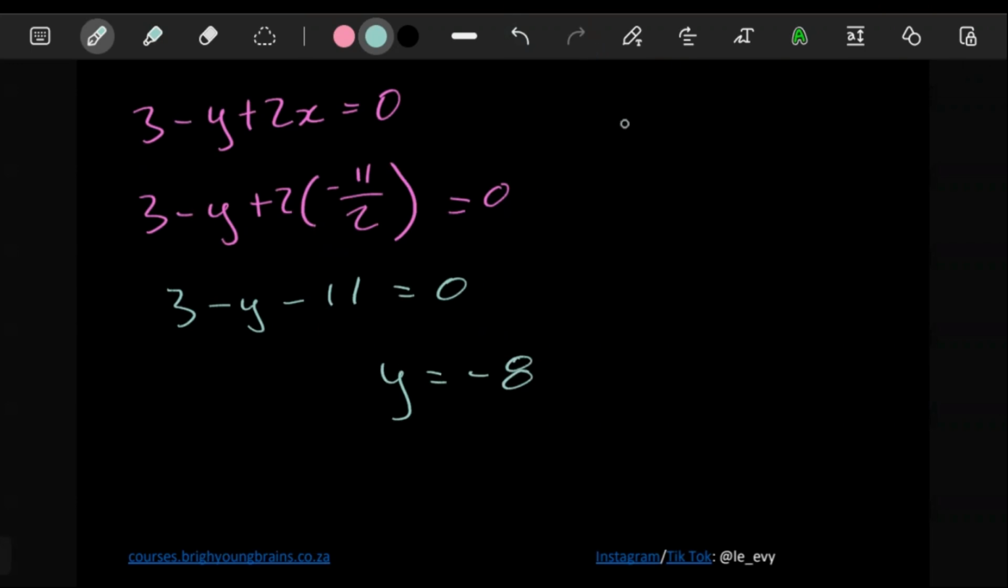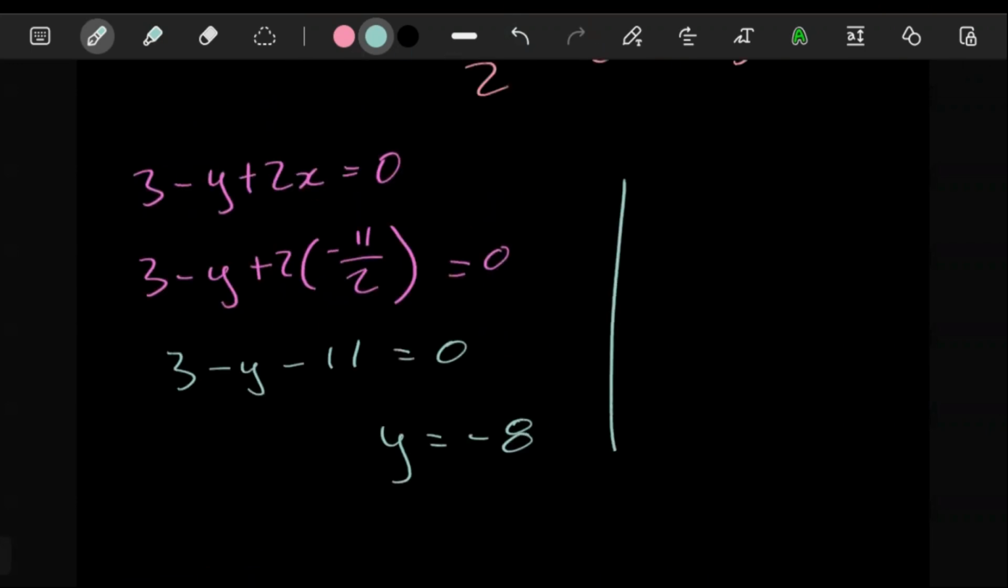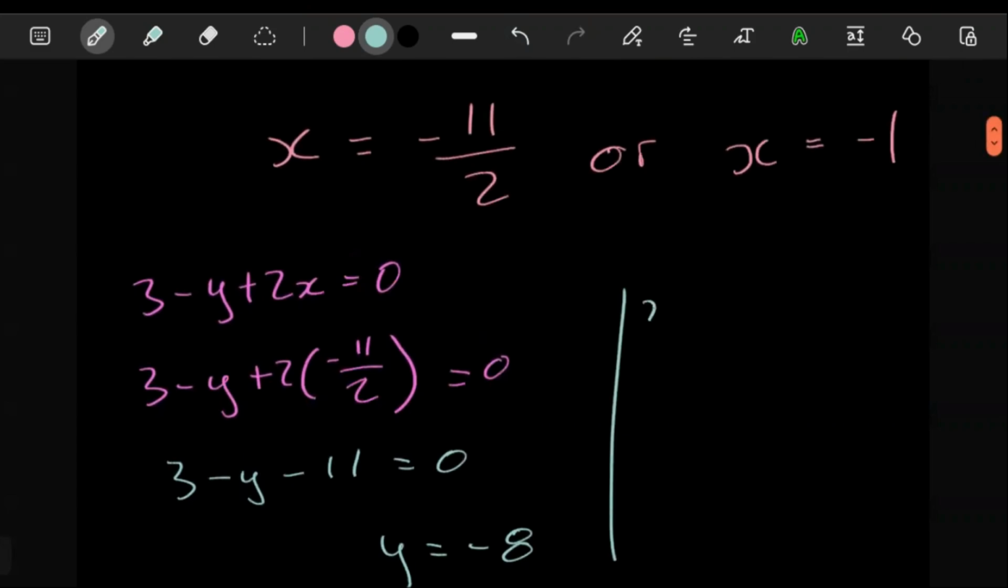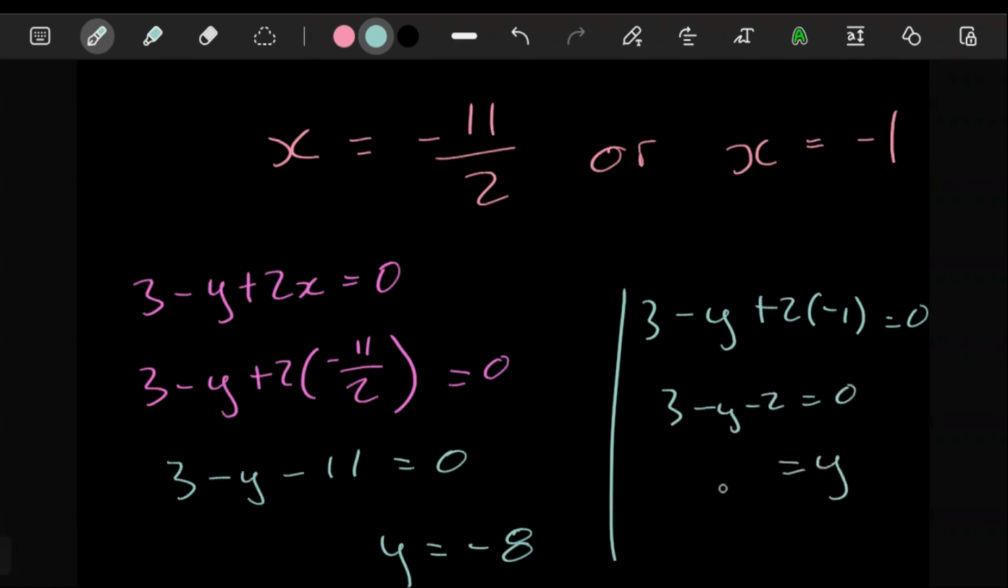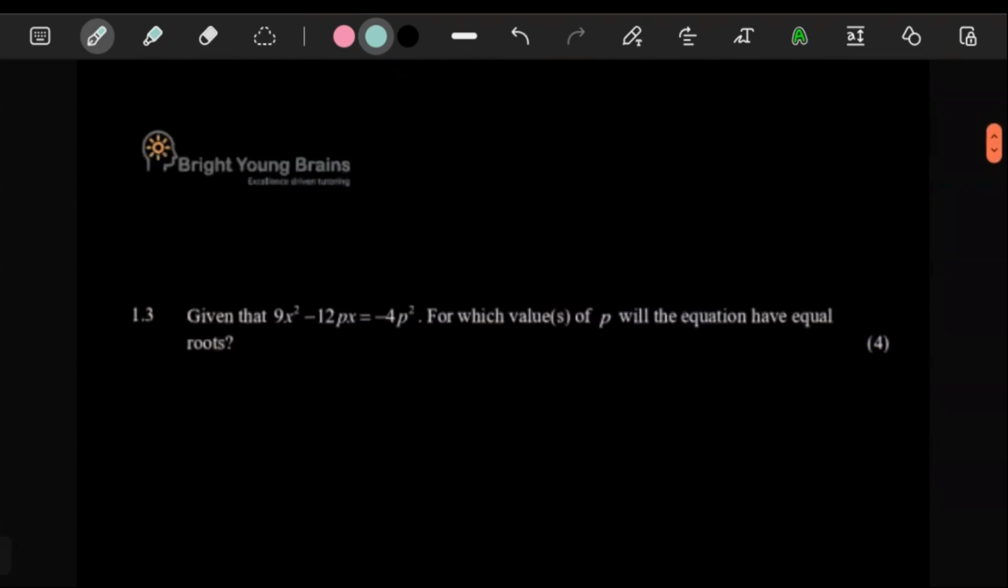The other y value, you're going to throw negative 1 over there, right? It's going to be 3 minus y plus 2 times negative 1 here. And then this is what? 3 minus y minus 2. And this is like y goes over. y is a positive 1. So yeah, those are the answers that we're getting. So moving on to the next question.